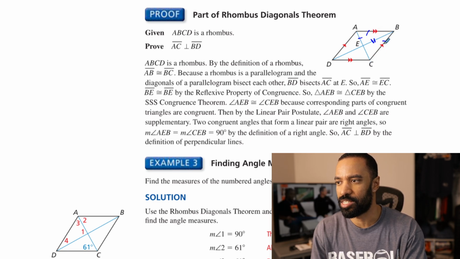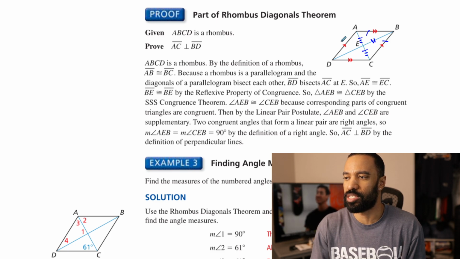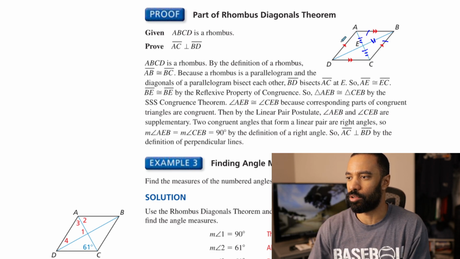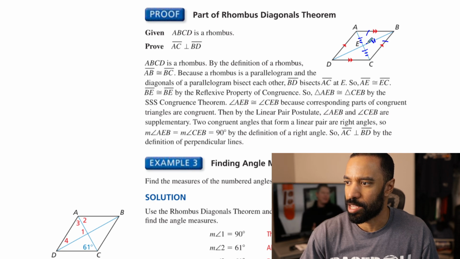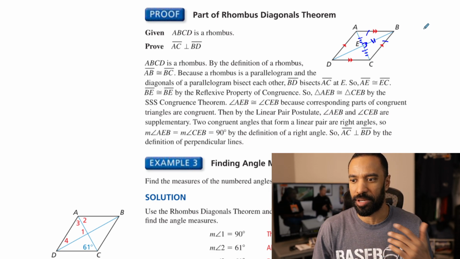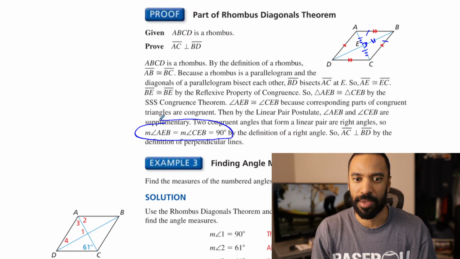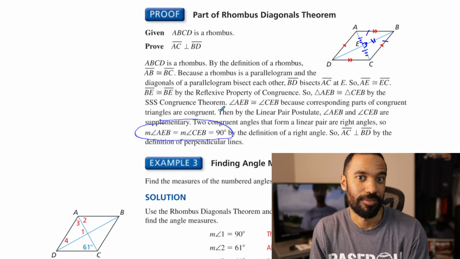So by CPCTC, sorry, I'm trying to mark this up. By CPCTC, you can then say that these two angles here, AEB and CEB, are congruent. But they also form a linear pair. If congruent angles form a linear pair, they must both be 90 degrees. So that's what they're saying here. Two of the same angle that add to 180 must both be 90, right?